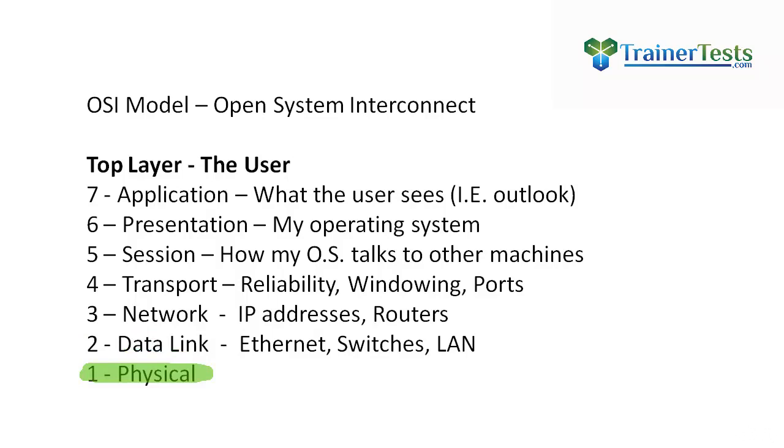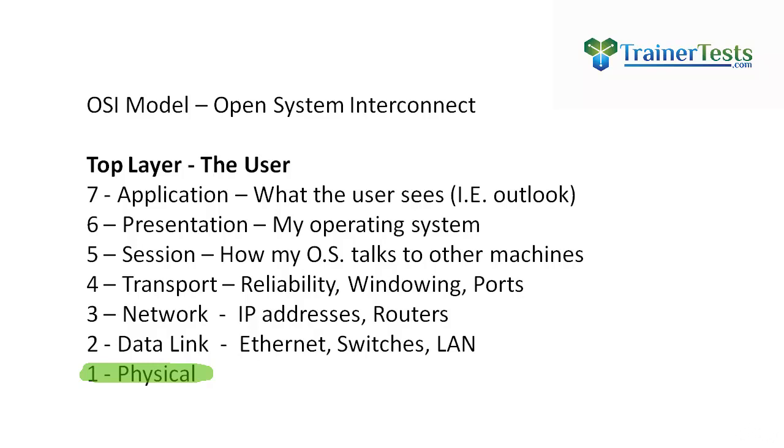Now the final layer, the lowest layer on our OSI model, is the physical layer. And this is the physical stuff, right? It's things like cables. If you have a microwave wireless transmitter, that's the physical layer. If you have a fiber optic cable, or if you simply have an Ethernet cord connecting your computer to a switch, that's the physical layer.